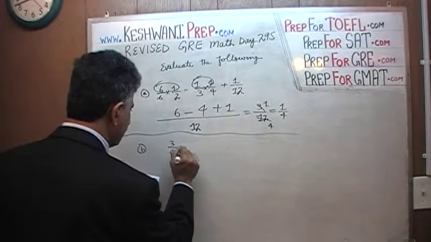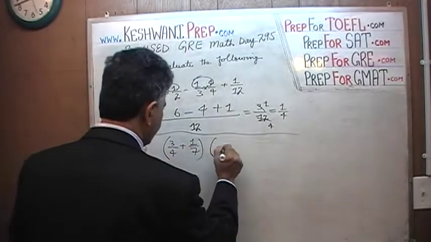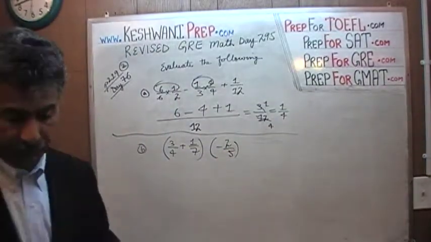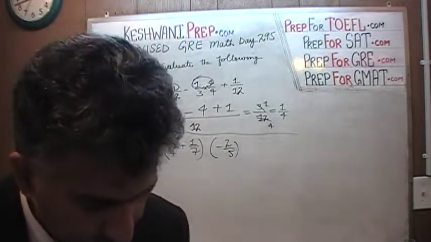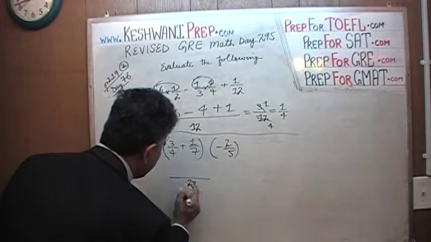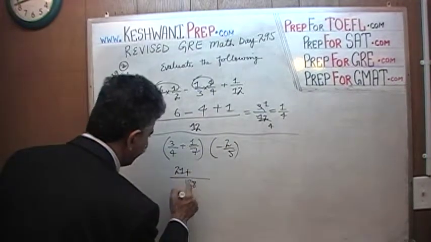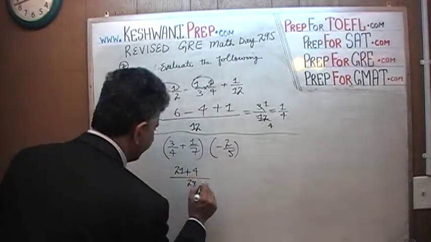Three quarters plus 1/7 times negative 2/5. Again, we have to have a common denominator. The common denominator of 4 and 7 is going to be 28. So we take the common denominator of 28. 28 divided by 4 is 7. 7 times 3 is 21. 28 divided by 7 is 4. So we end up with a 4 on the top.